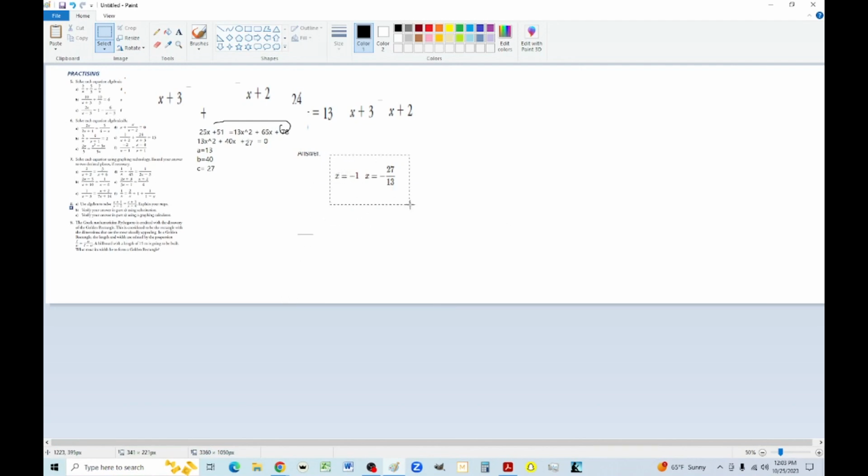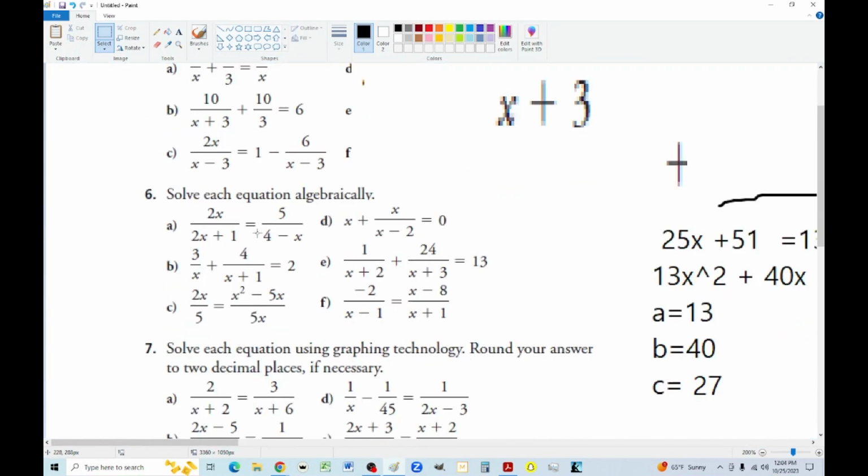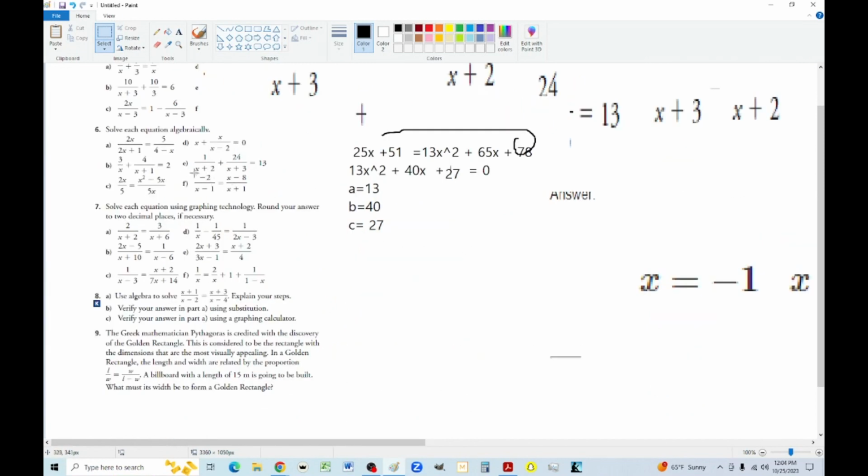And you probably want whole answers unless they ask you to round up. You should always give it as fractions, which are more accurate. And let's see, what's the last one? Or of 6 anyway. It's this.